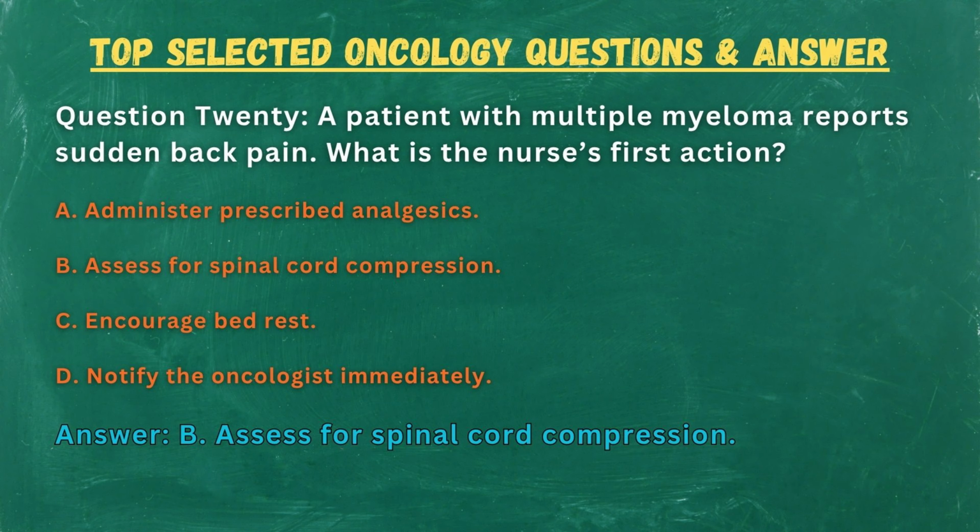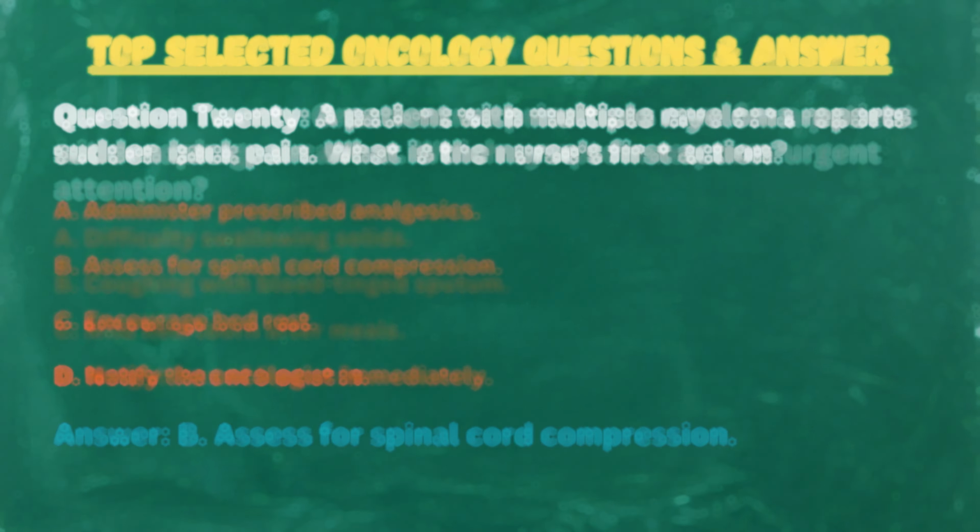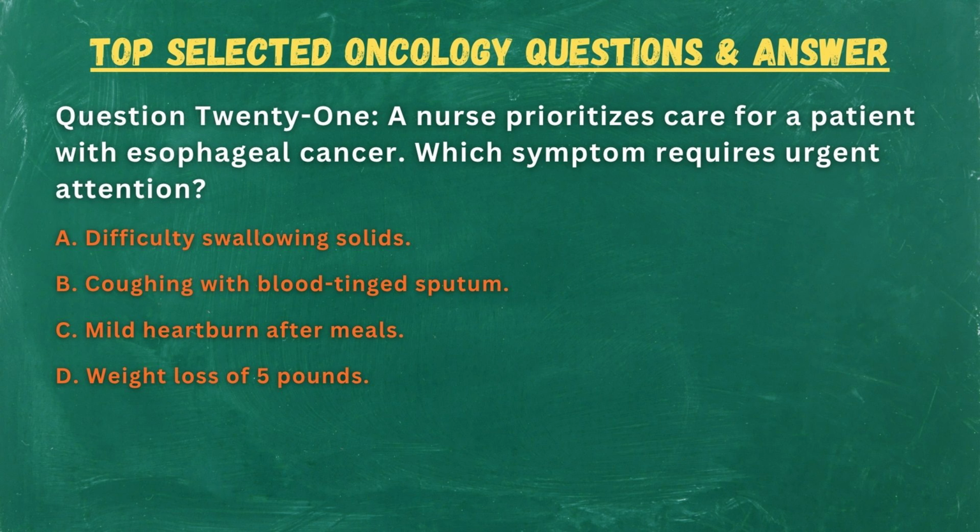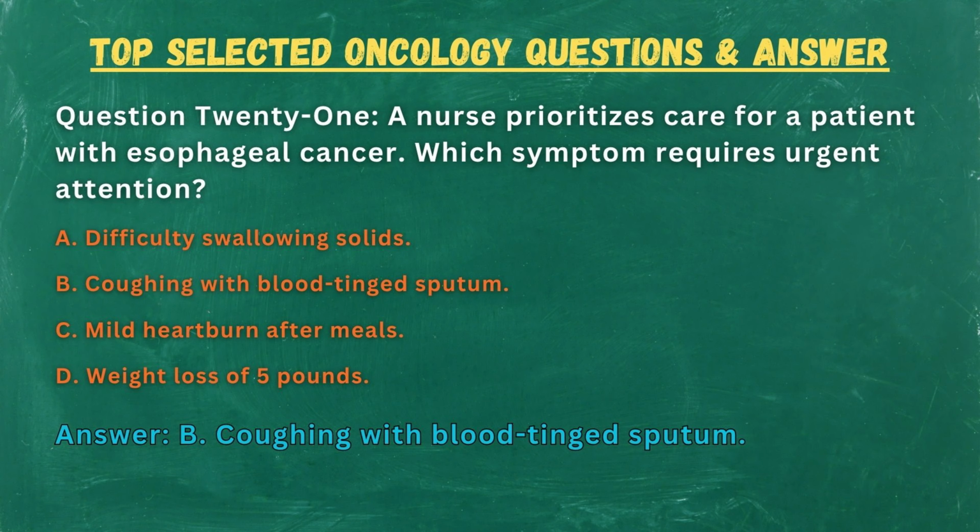Answer: B. Assess for spinal cord compression. Question 21. A nurse prioritizes care for a patient with esophageal cancer. Which symptom requires urgent attention? A. Difficulty swallowing solids. B. Coughing with blood-tinged sputum. C. Mild heartburn after meals. D. Weight loss of 5 pounds. Answer: B. Coughing with blood-tinged sputum.